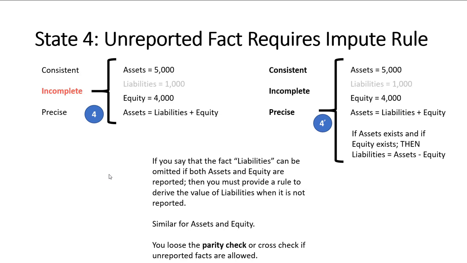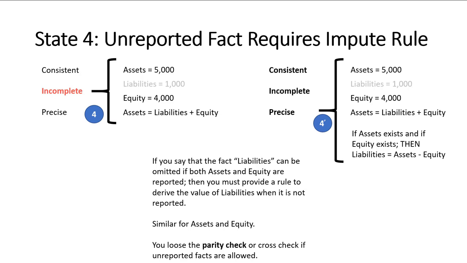So what I'm showing you is that if you allow people using this system to not provide the fact liabilities, then you should provide a rule to the system that specifies that if assets is reported and equity is reported, then liabilities can be imputed, as I'm showing. So this similarly could be done for assets and equity. So if you could leave any one of the two out, then you have to have a rule for each one that could be missing.